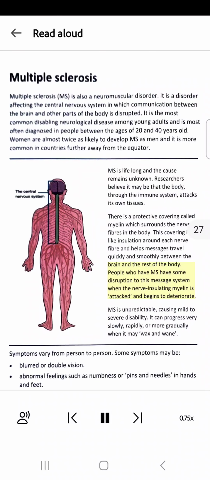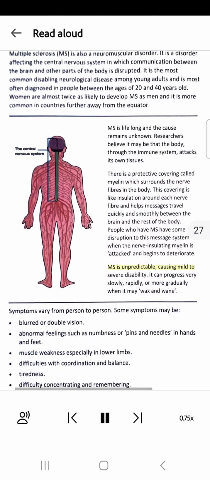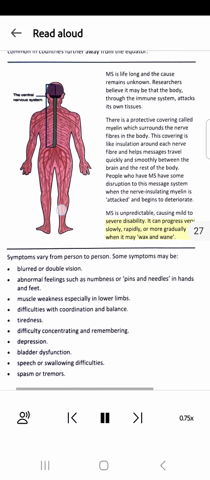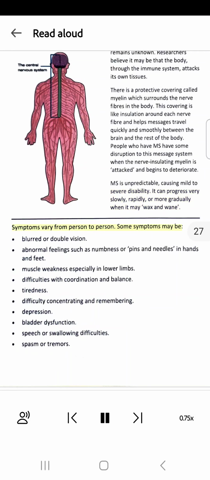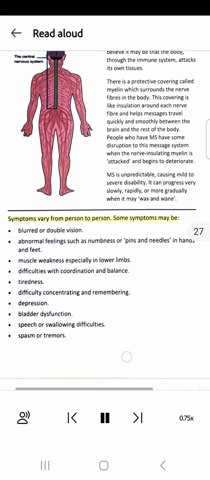People who have MS have some disruption to this message system when the nerve insulating myelin is attacked and begins to deteriorate. MS is unpredictable, causing mild to severe disability. It can progress very slowly, rapidly, or more gradually when it may wax and wane. Symptoms vary from person to person.